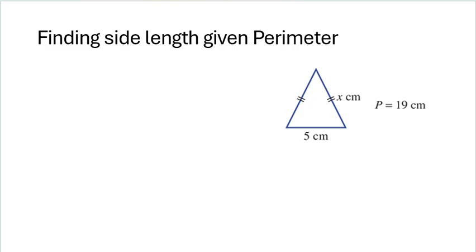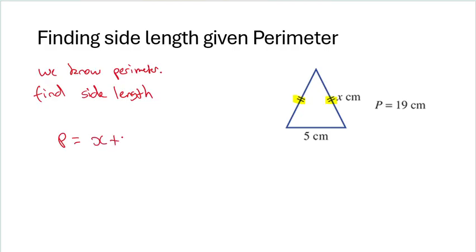Now, this is finding a side length given the perimeter. So basically, we know the perimeter already. We need to find a side length. So it's pretty much the opposite of what we just did last slide, but it's pretty straightforward. We know P equals something. In this case, we have two x's because of these dashes.